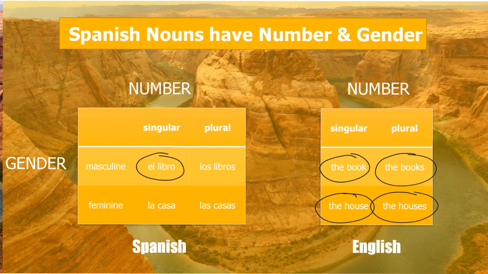So, el libro is a masculine noun and it is in its singular form, while los libros is a masculine noun in its plural form. La casa is a feminine noun, and right now it is in its singular form. But las casas is a feminine noun, and it's in its plural form.